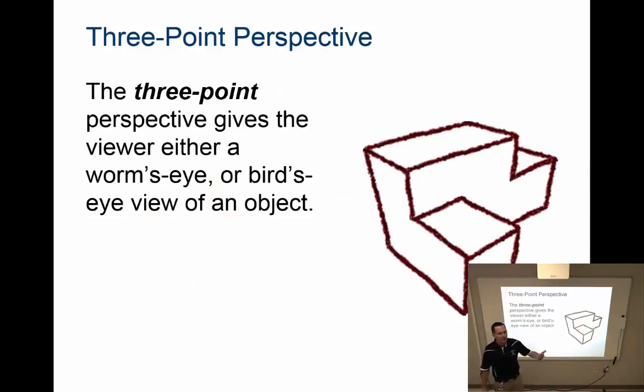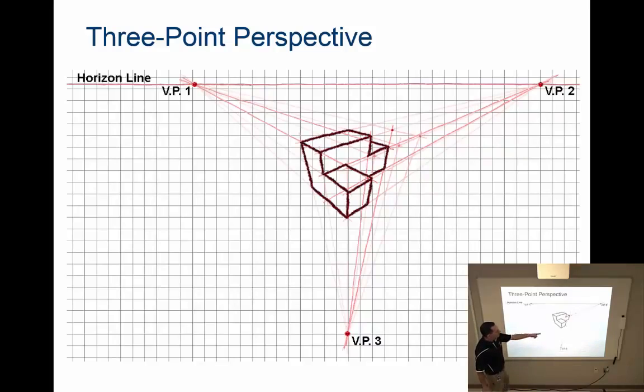And then finally, we're just going to mention the 3-point perspective. They do exist. This is going to be your worm's eye or bird's eye view of an object. And the only difference between, let's say, the 2-point and the 3-point perspective is we now have a vanishing point that sits below the object.